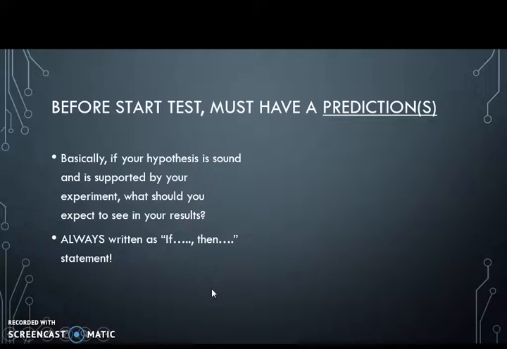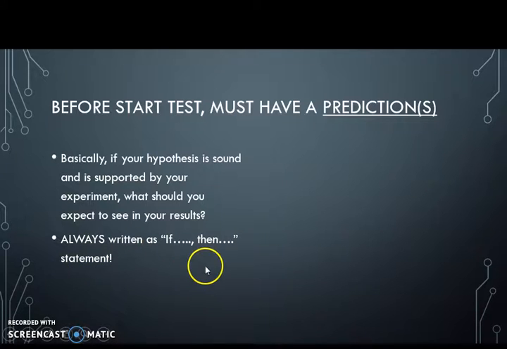So before, a lot of people miss this step, and this is key, before we actually carry out our investigation, we have to make a prediction. So it's really testing if our hypothesis is sound, is valid, and it's supported by our experiment. What are we going to see in our results? Notice we didn't say if our hypothesis is correct. We're going to talk about later on, hypotheses can never be correct.